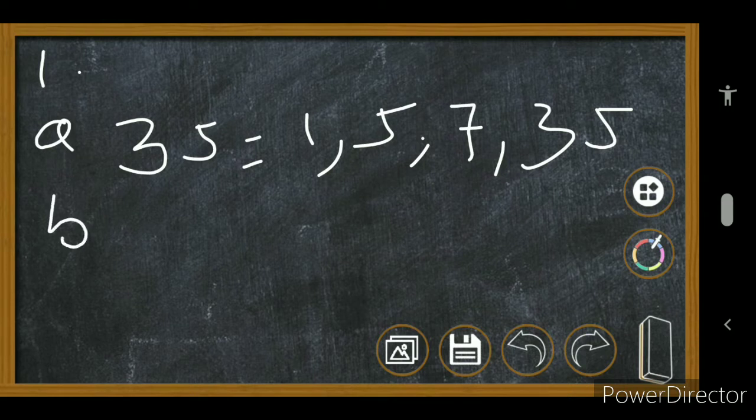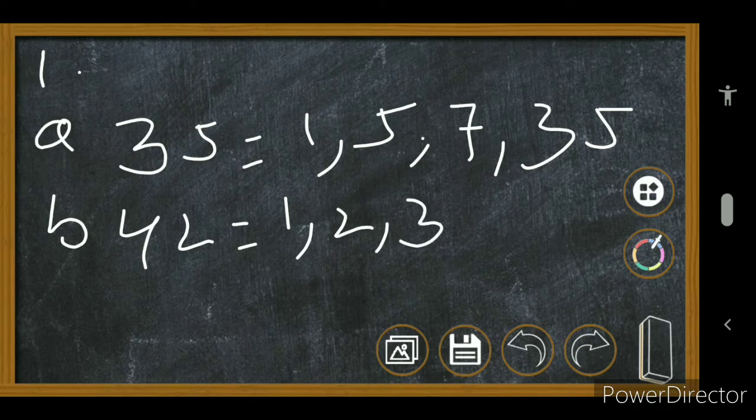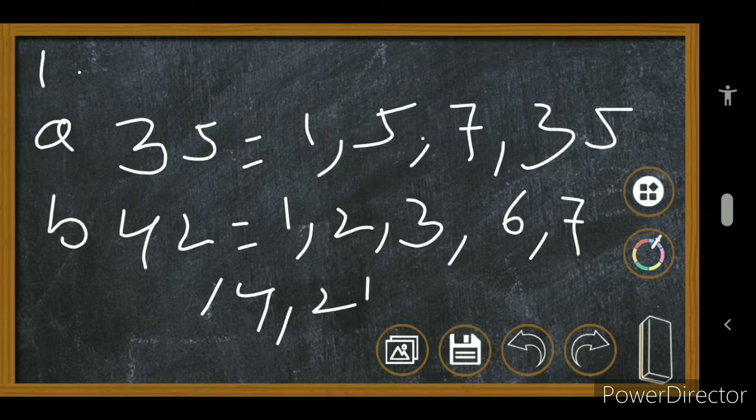B. 42. 1. It will go into the table of 2. It will go into the table of 3. It will go in the table of 6, 7, 14, 21 and 42.